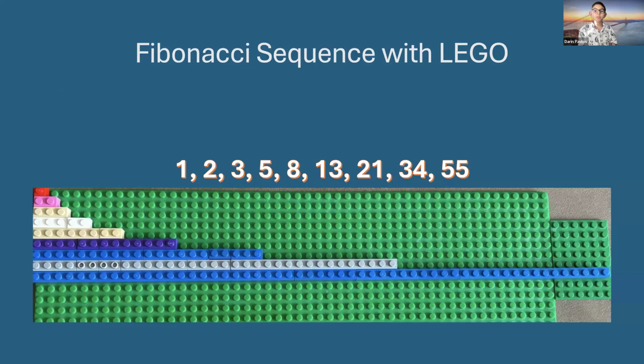The Fibonacci sequence is a famous number pattern. Each number is found by adding the two numbers before it. 1 plus 2 equals 3, 2 plus 3 equals 5, and so on. The sequence goes like this: 1, 2, 3, 5, 8, and so on. We can continue as long as we have bricks.